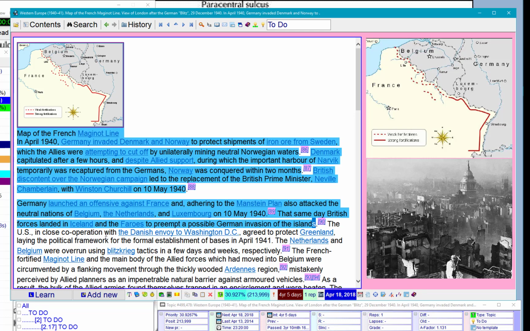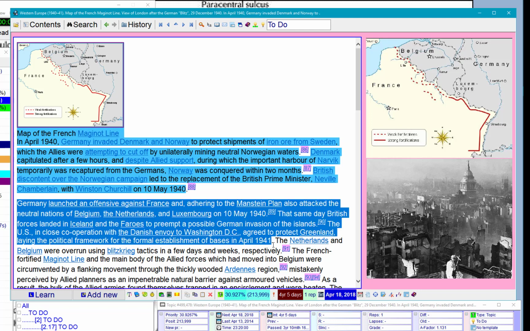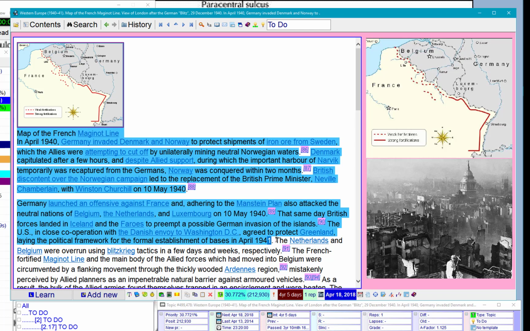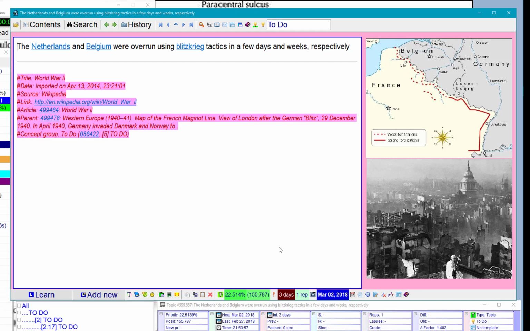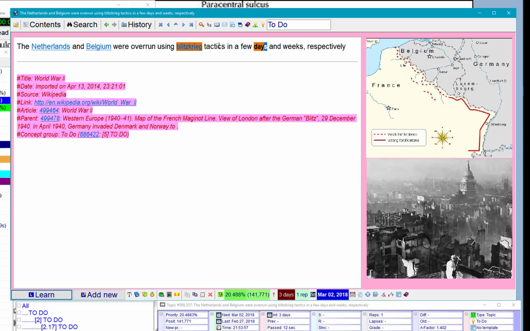The US, in close cooperation with Denmark, moved to protect Greenland. Greenland. I remember that. The Netherlands and Belgium are overrun using blitzkrieg tactics. I remember the blitzkrieg. In a few days, weeks, a few days. It was fast again. Netherlands.